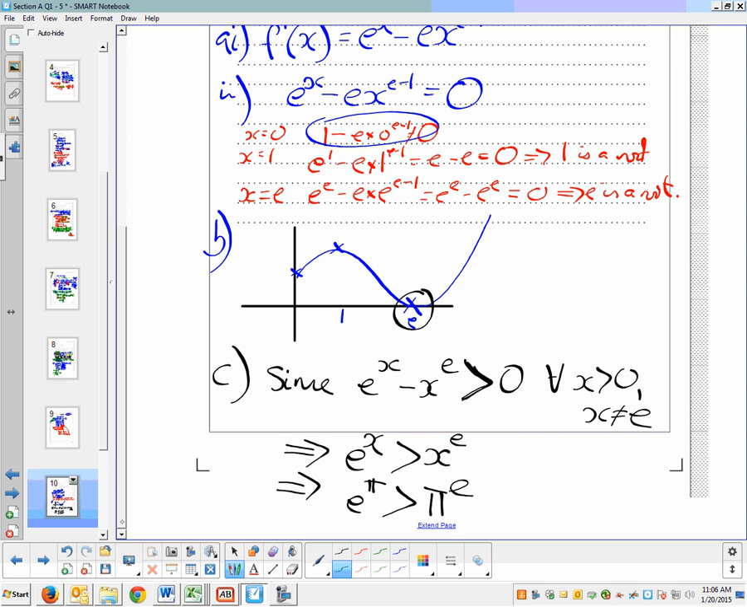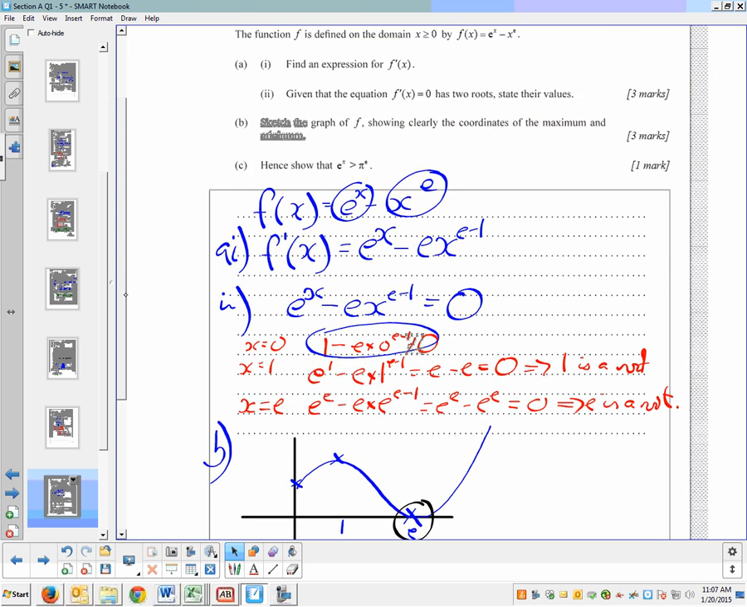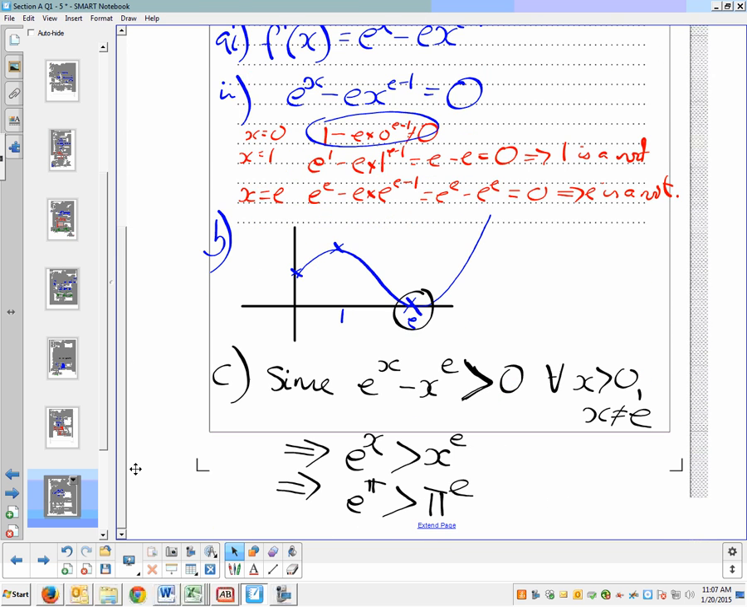That's a classic example of the question building towards something that, if it was just stated outright, prove that e to the pi is bigger than pi to the e, would be very difficult to do. But if you use everything that you've learned from the previous parts, it's easy to reach that conclusion.